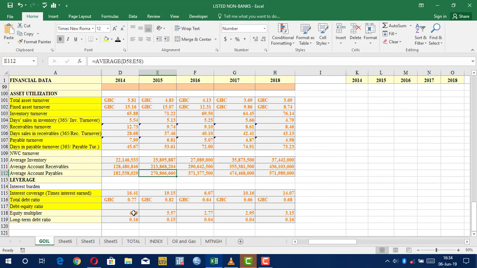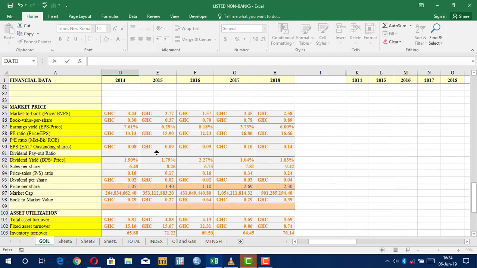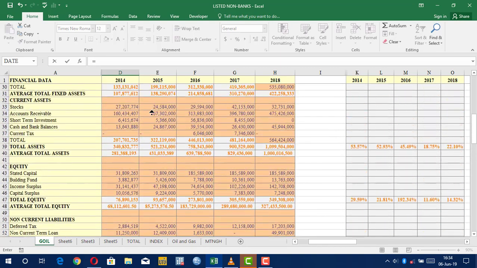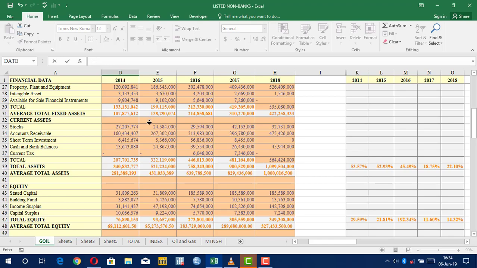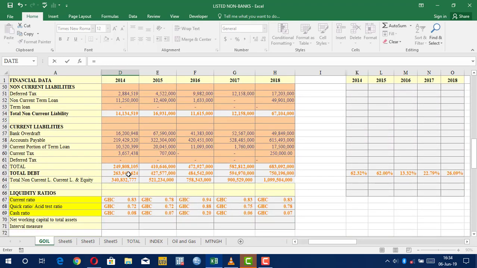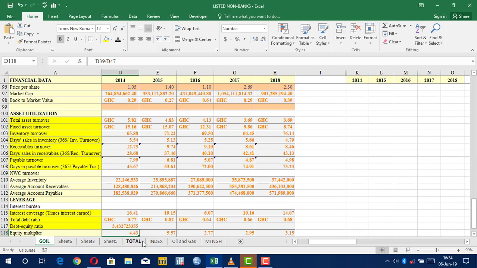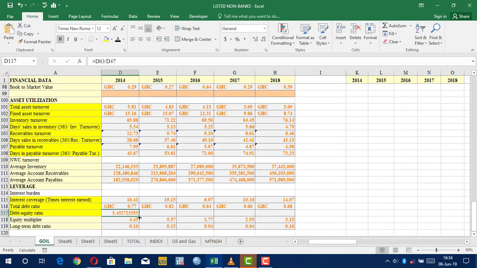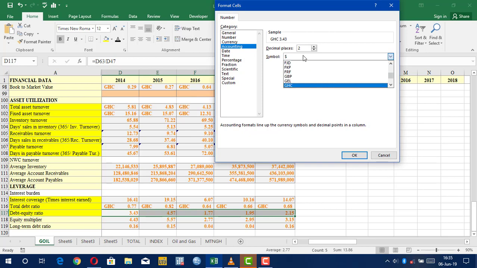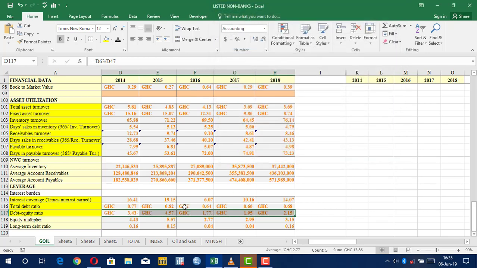All right, and then debt to equity. For debt to equity, you are looking at the total debt all over total equity. I'll do the explanation as well. So total debt all over total equity. Okay, so there we have it as well. Two decimal places, and then we make it a percentage.